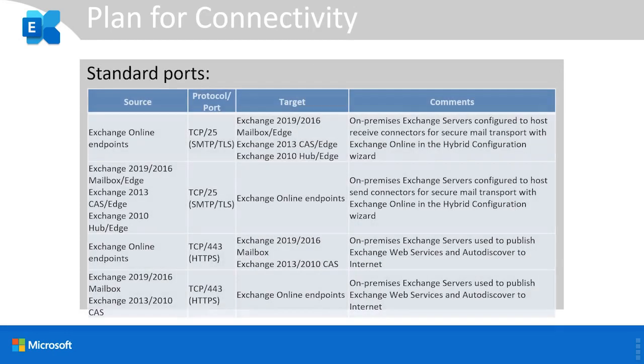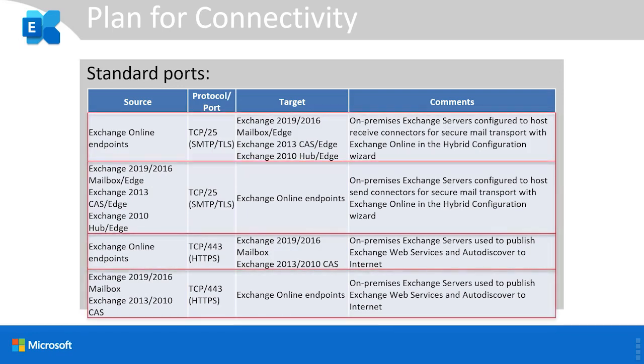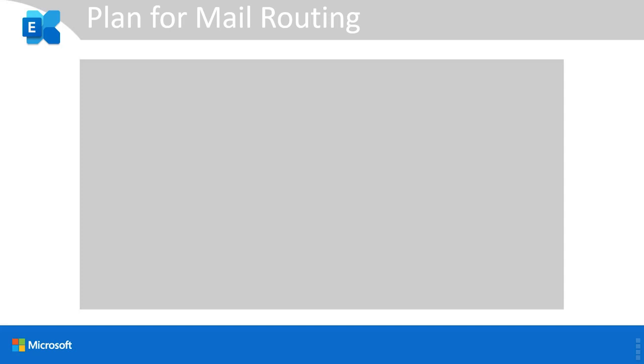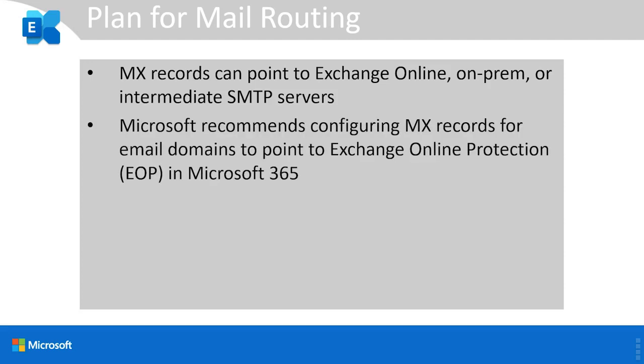A baseline prerequisite for any messaging deployment is to verify network connectivity, which includes ensuring that the correct ports are open on your firewalls. The bottom line is that in most scenarios, both online and on-prem components will require access to TCP ports 25 and 443. All Internet-enabled mail requires configuration of MX records in the organization's DNS. MX records can be set up to point to Exchange Online, on-prem, or intermediate SMTP servers. Microsoft recommends that you configure your MX records to point to Exchange Online Protection in Microsoft 365.